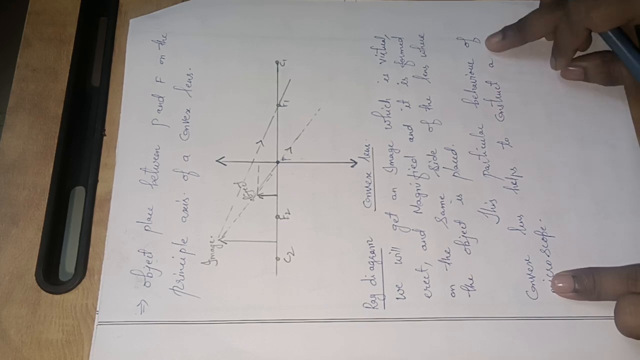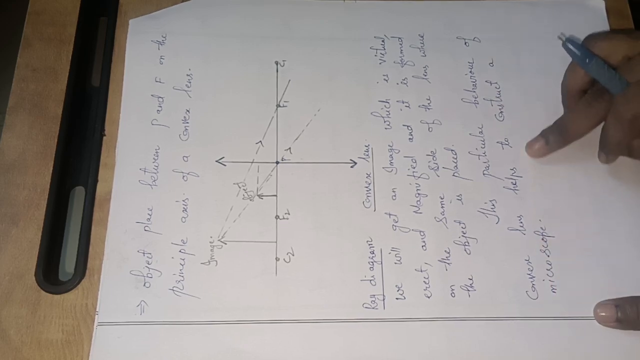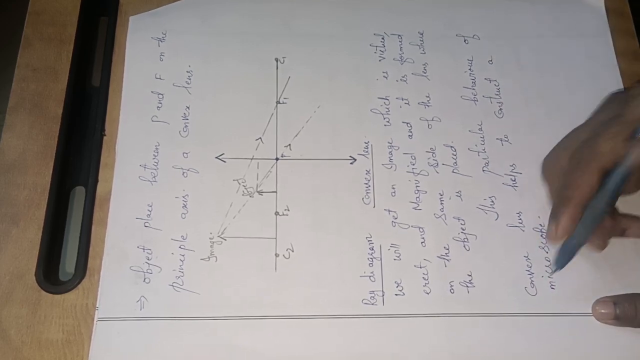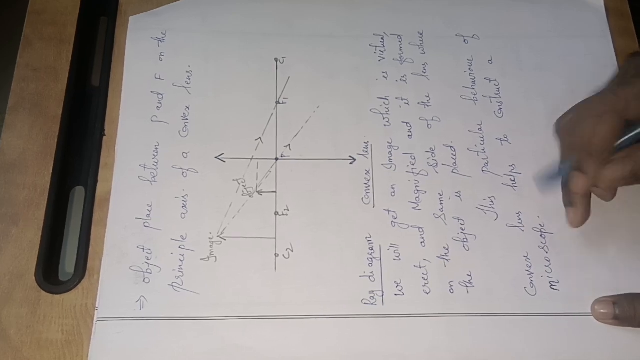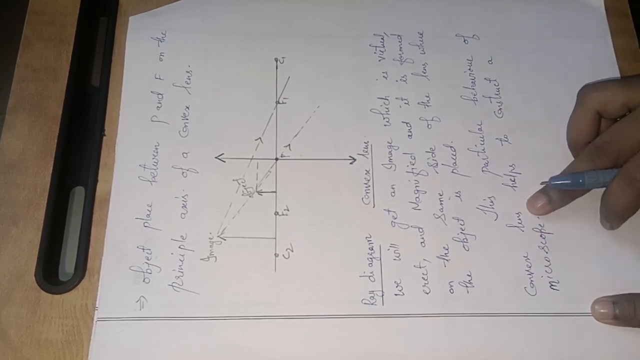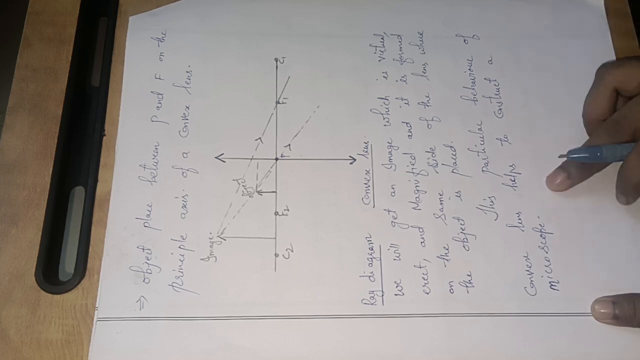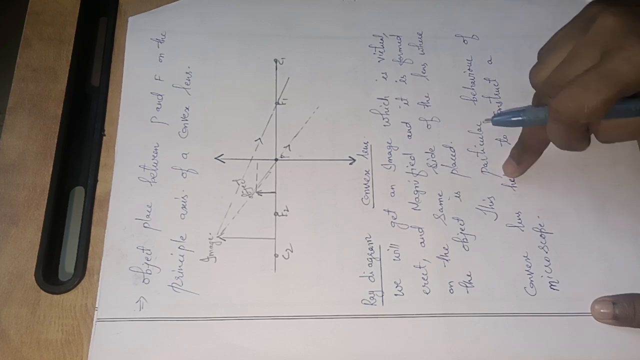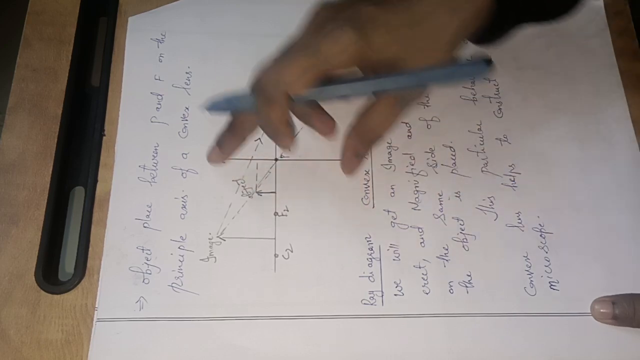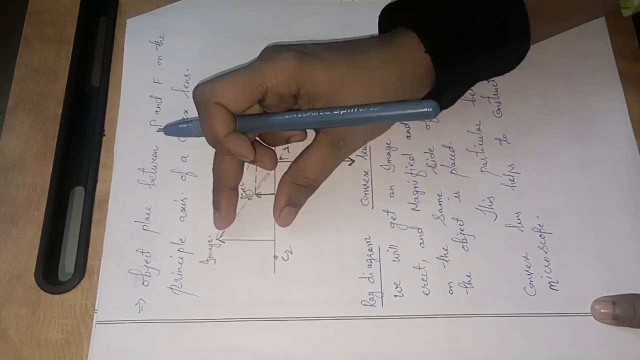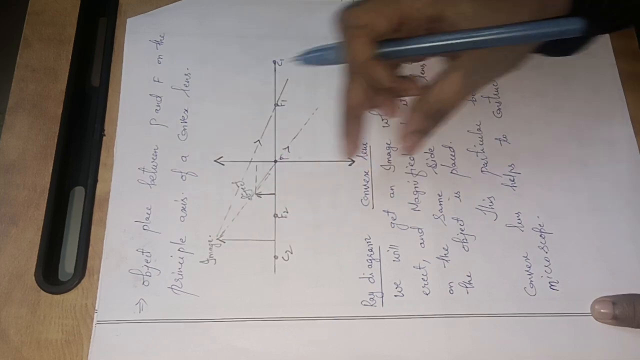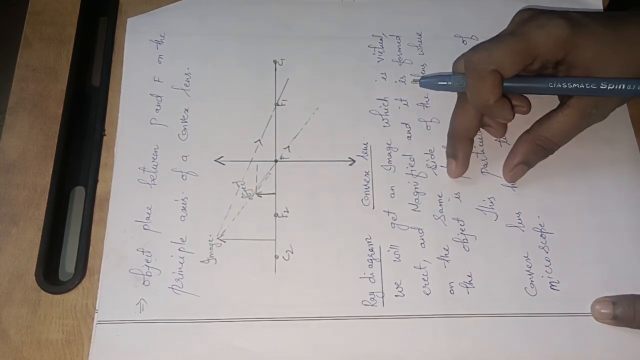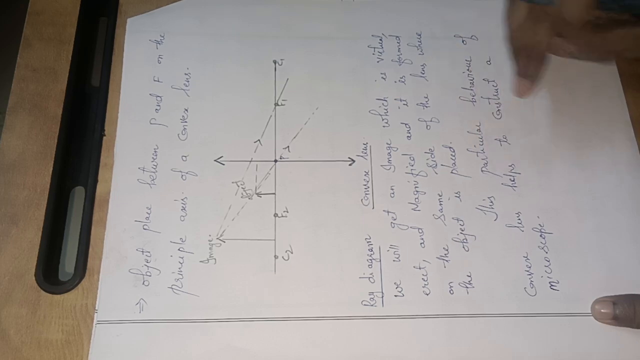This particular behavior of the convex lens helps to construct a microscope. In this way, you have to write the answer. First, draw the ray diagram, check the characteristics of the image. Write the same thing below the diagram.